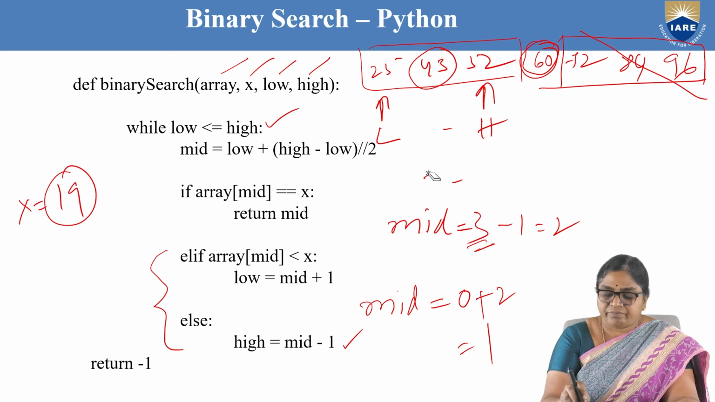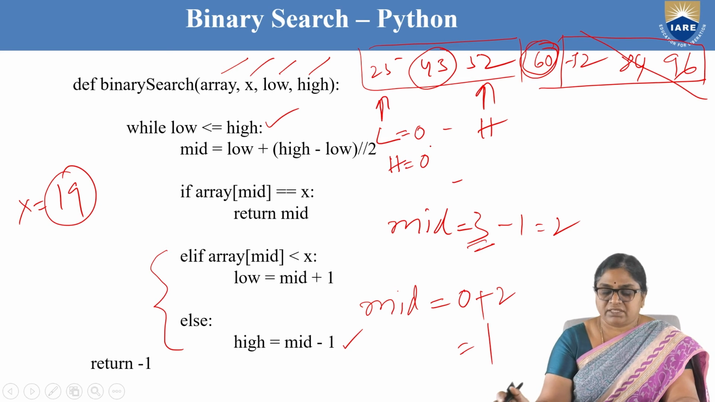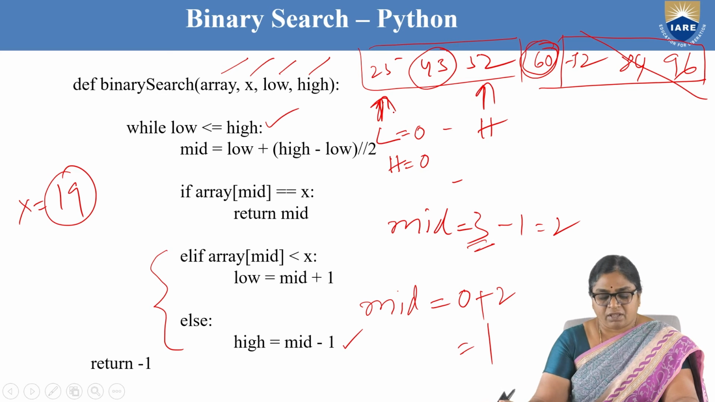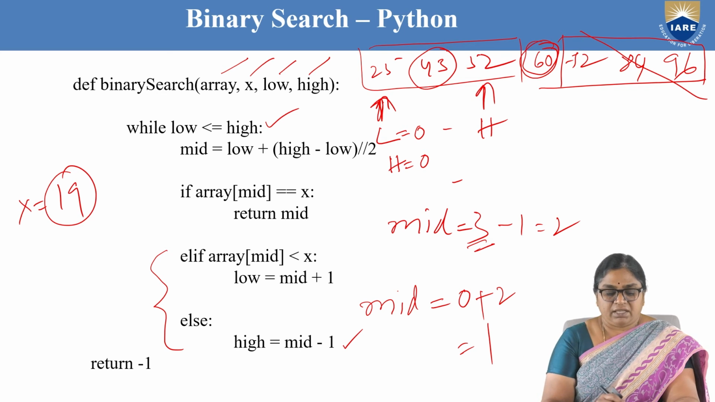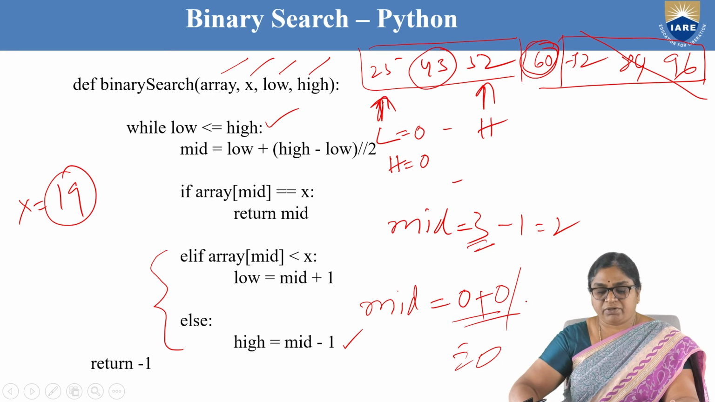So next time, high will be 0. Previously high was 1. Now both low and high represent the same location. So here once again we will check. We will go to the next iteration and try to calculate the middle element. Both are zeros, 0 plus 0, so it returns the middle element also as 0, because of 0 divided by 2.